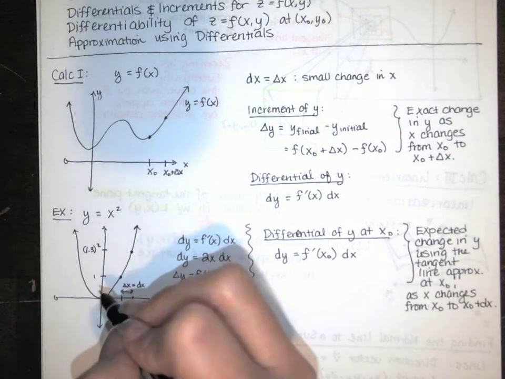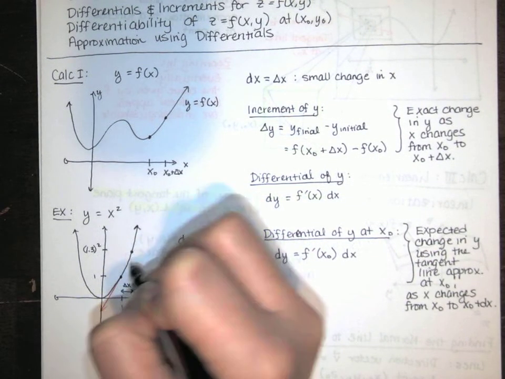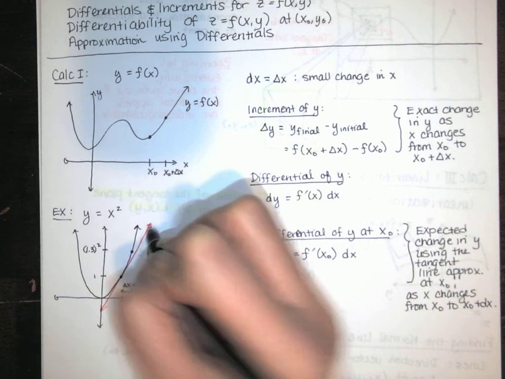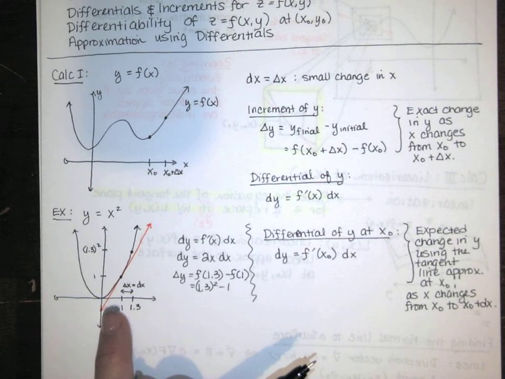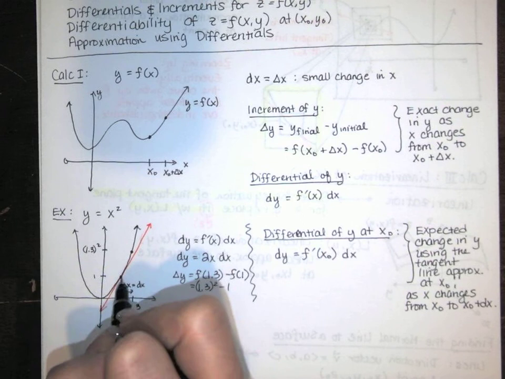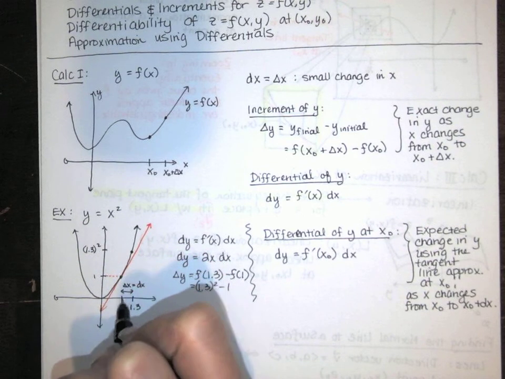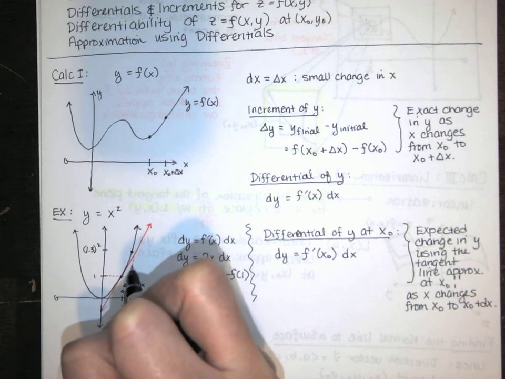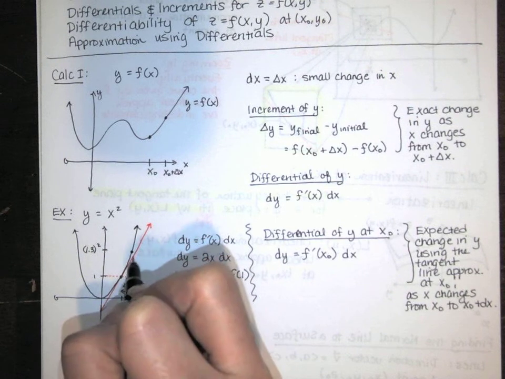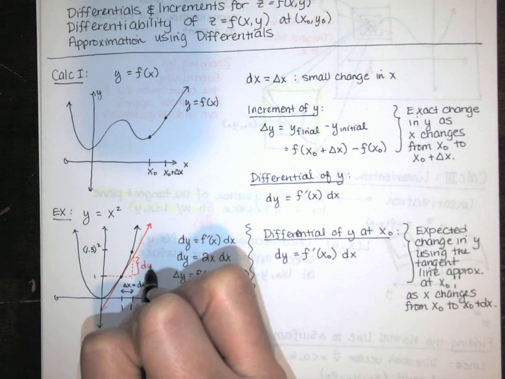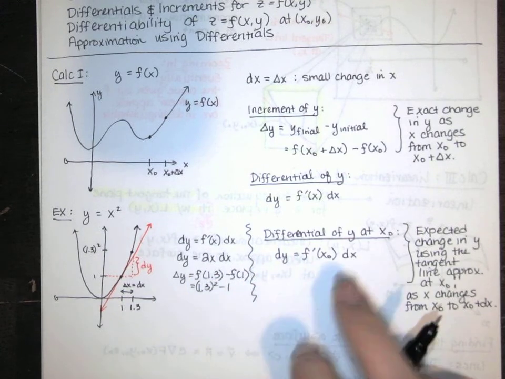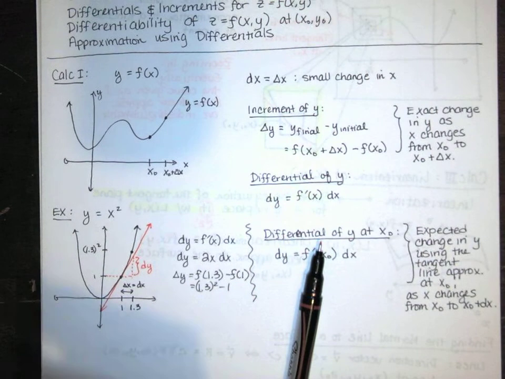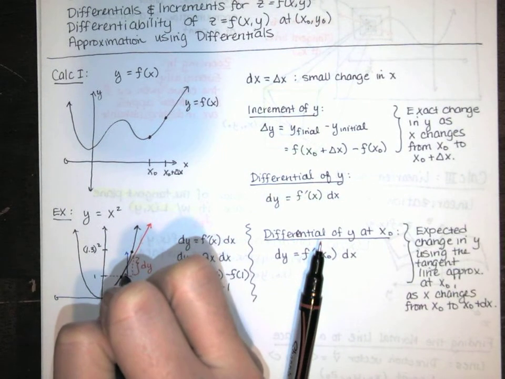The expected change in y using the tangent line as approximation at x naught equals 1, well, that would be using the tangent line at x equals 1 and then looking at the difference in the y value here when x equals 1 and the y value over here when x equals 1.3. So this is dy. That's the expected change in y using this approximation. The actual change in y, that's the increment. That's this difference. That's delta y.